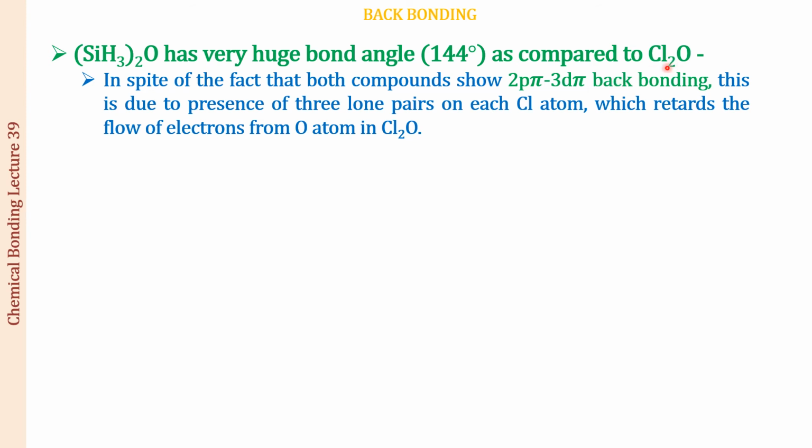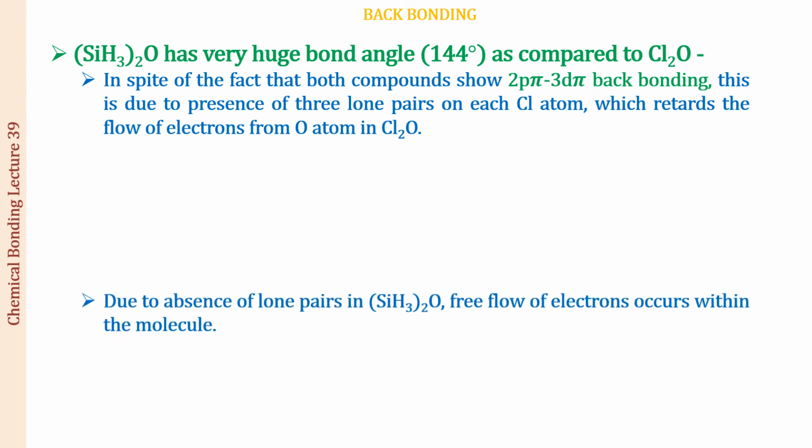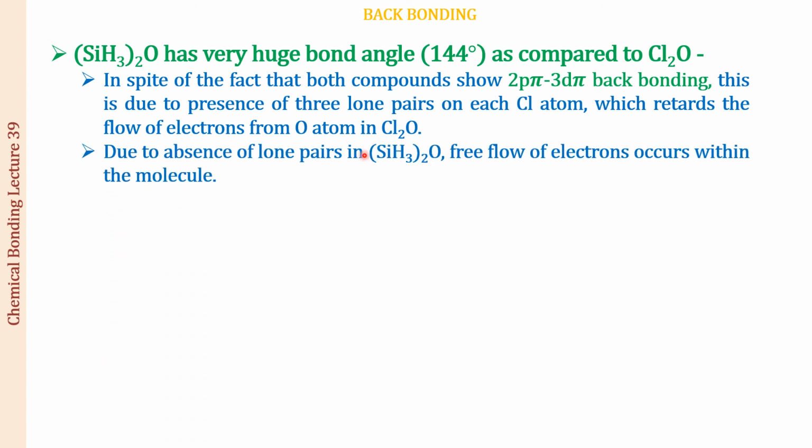Well, this is attributed to 3 lone pairs of electrons on each chlorine atom in Cl2O, which are going to retard the flow of electrons from the oxygen atom to chlorine in Cl2O, whereas in the case of disilyl ether, silicon will not be having those lone pairs of electrons, hence there is a free flow of electrons. So it is going to be a better back bonding in disilyl ether as compared to Cl2O.